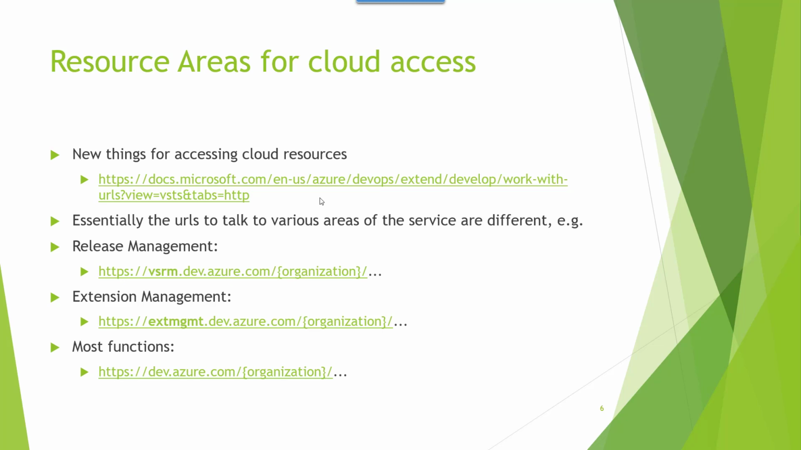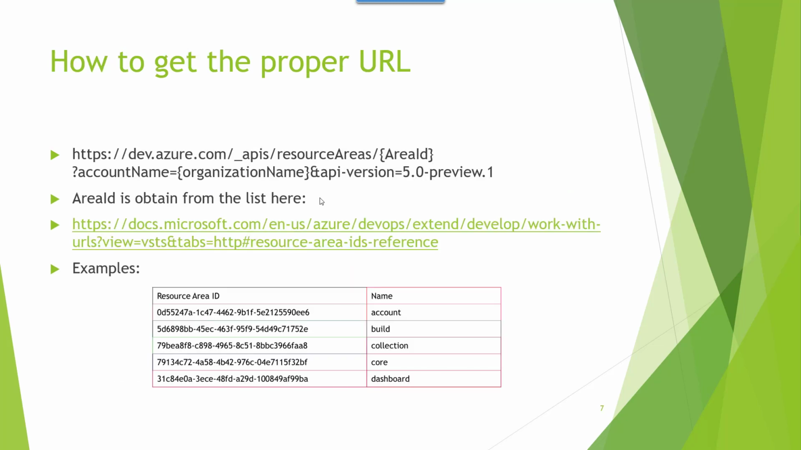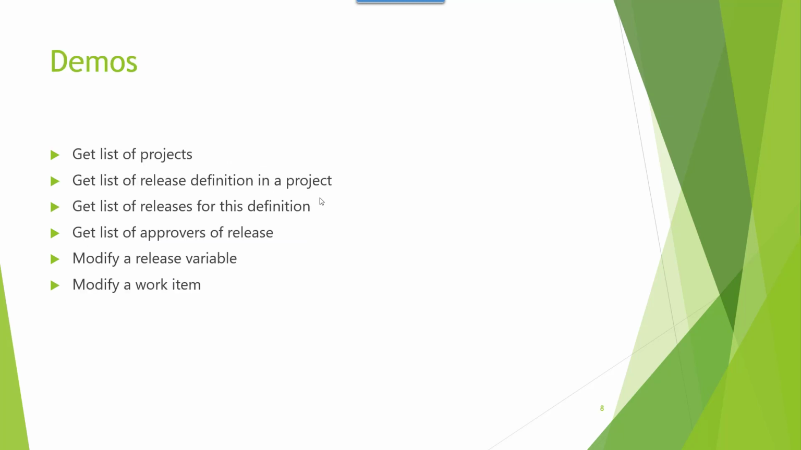So in order to do that properly, we essentially just do this call. So https://dev.azure.com/_apis/resourceAreas. We give it an area ID. So for example, for build, it would be the second line in the table below. And then the rest of the information in this page. And then once we do that, it'll come back to us with the proper URL that we can use in our calls. So for the rest of the video, I will do some demos.